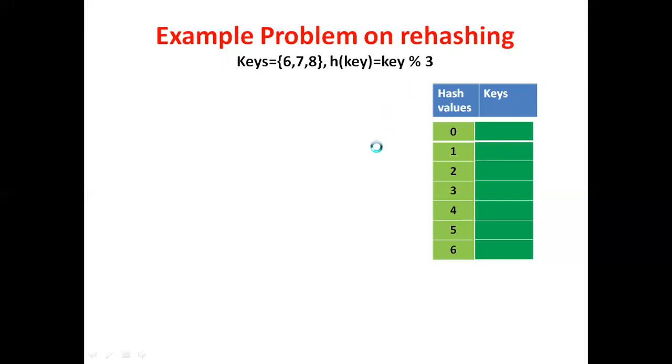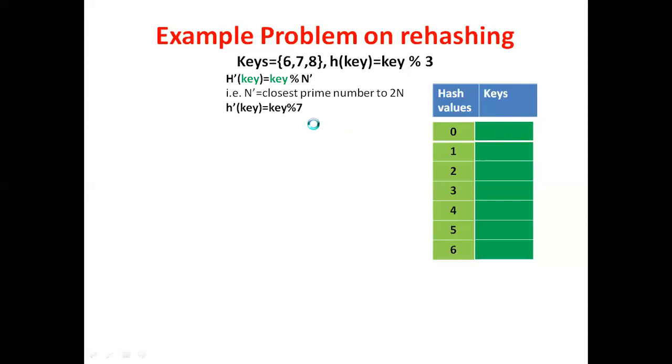Now 2n means, n is 3 here, so 6. So n dash is equal to 6, meaning the closest prime number to 2n. What is the closest prime number to 6? 7 is the closest prime number, right? So that's why I'm taking here a 0 to 6 index array.